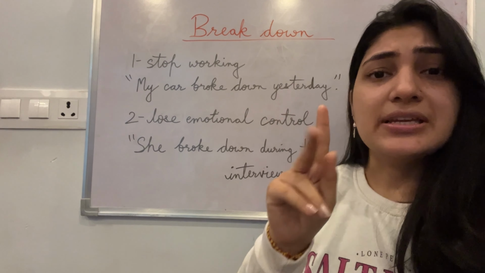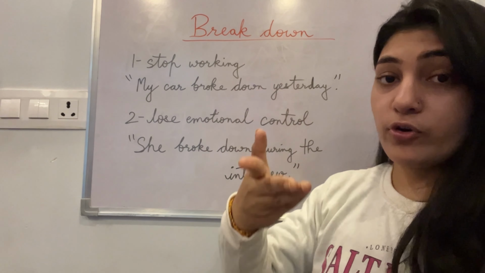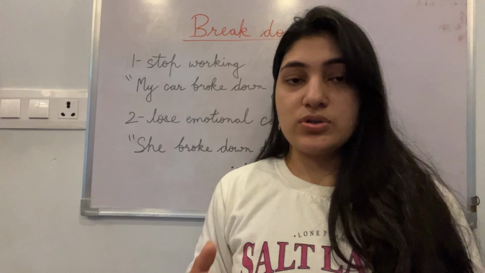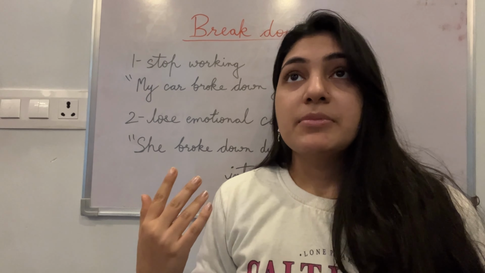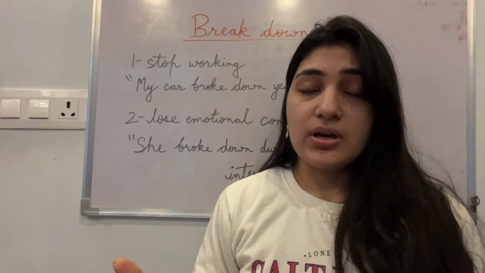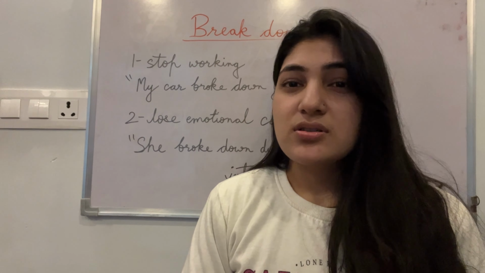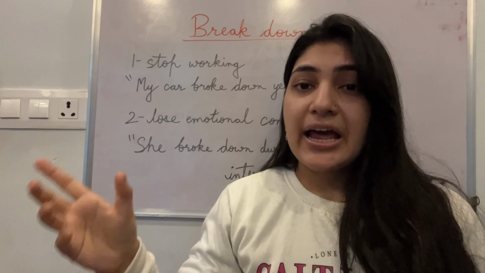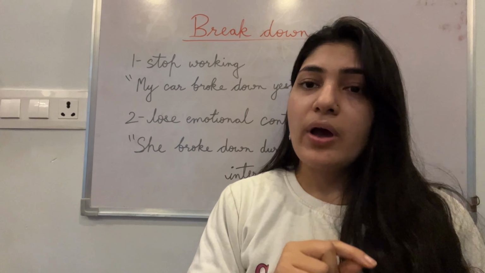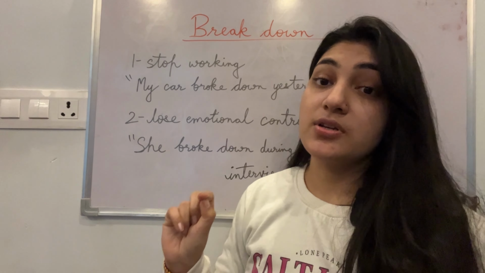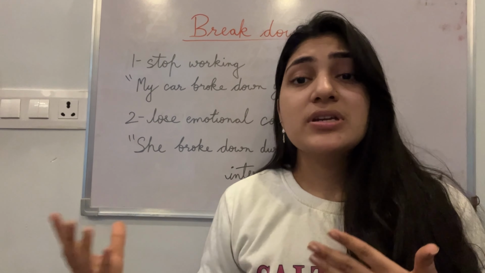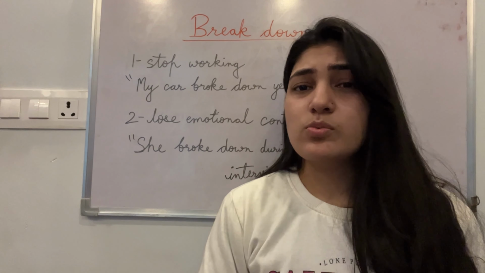The first one on the list is breakdown, which has two meanings. The first one is stop working. For instance, my car broke down yesterday. So whenever you want to talk about a computer or phone or any type of machine like a car, instead of saying my car wasn't working yesterday, to be a more natural speaker of English, you have to use phrasal verbs in your speech. For instance, you can say my car broke down yesterday rather than saying my car wasn't working yesterday.